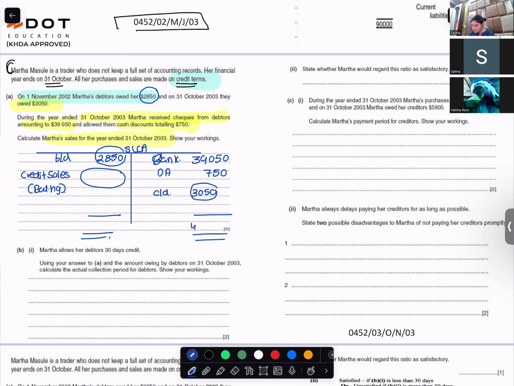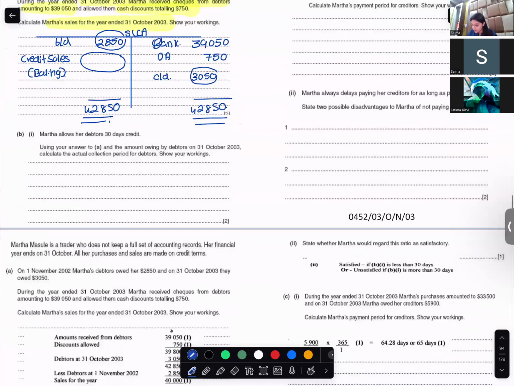So 42,850. Yes, the total of your credit is 42,850. From that you minus 2850. So what will you get? 40,000. Yes, 40,000. So that is your credit sales. Please do not go into the statement form because you are not sure with your work. Okay, now go read the next one and tell me.